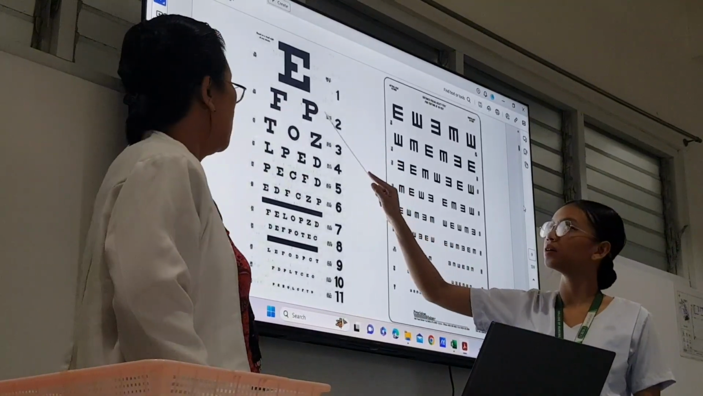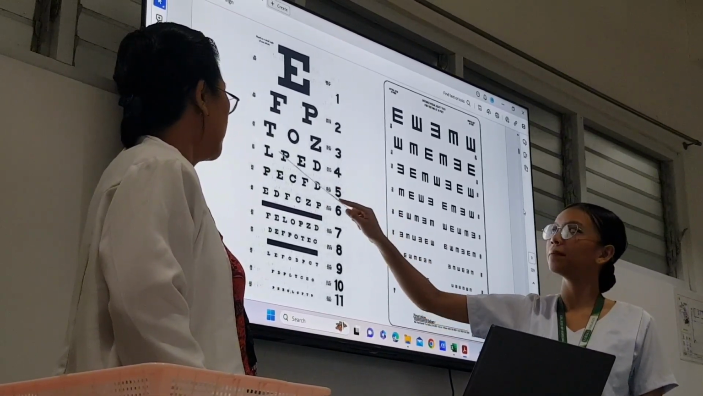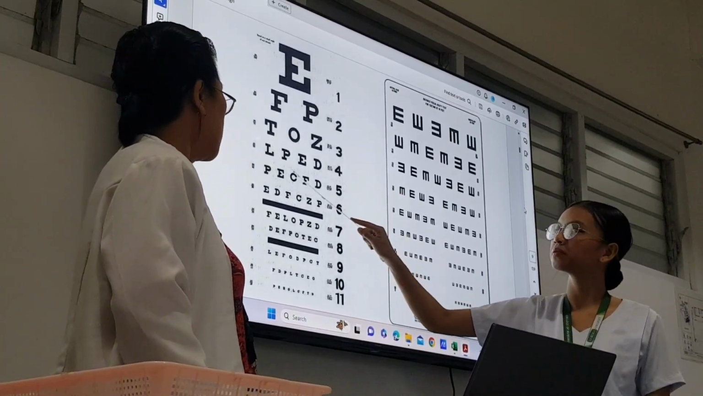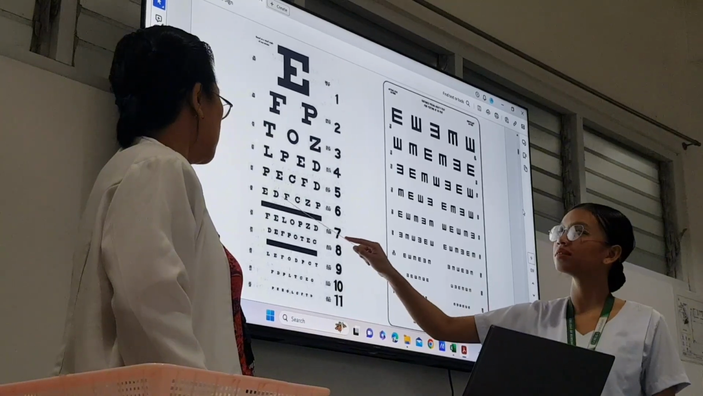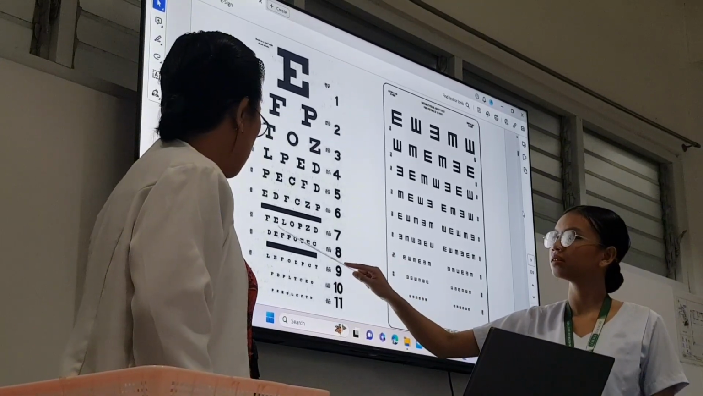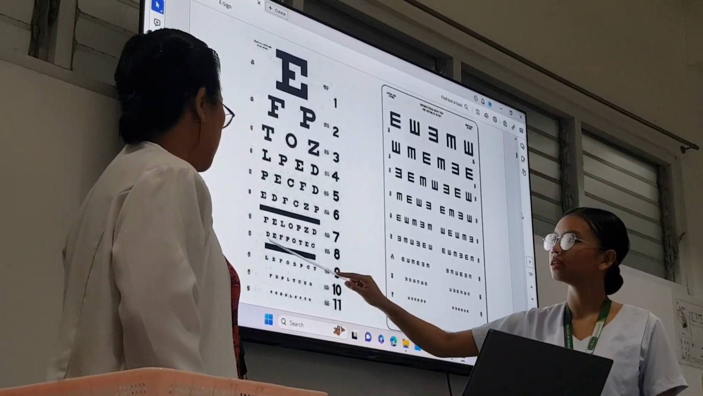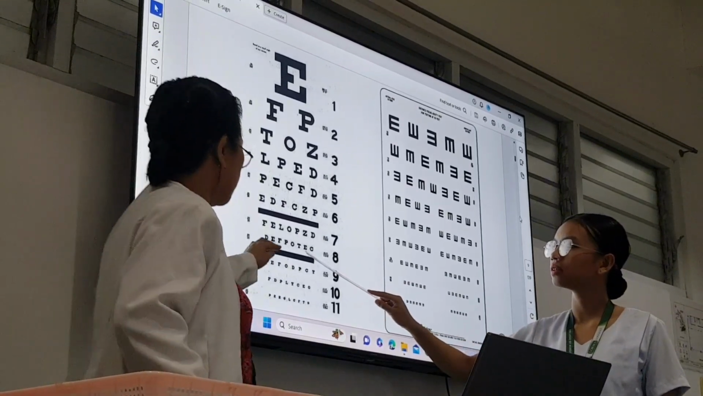F, P, T, O, C, L, P, E, D, P, E, C, F, D, E, B, F, C, C, D, F, E, L, O, P, C, D, D, E, F, P, O, P, E, C.